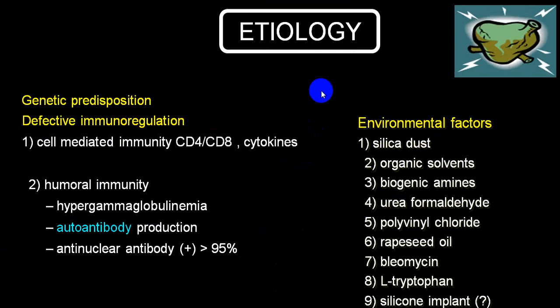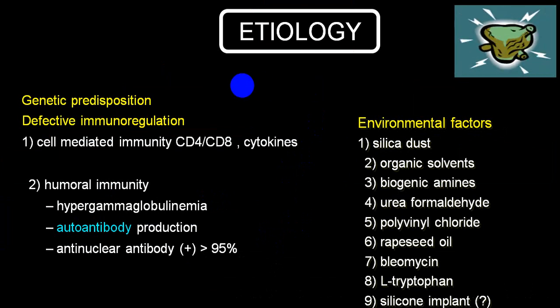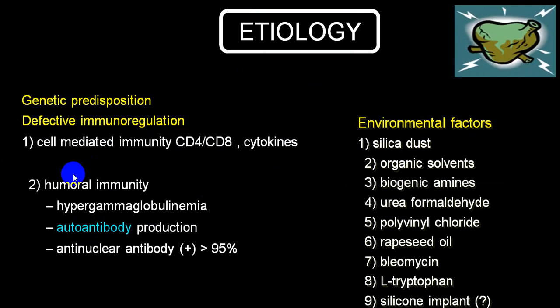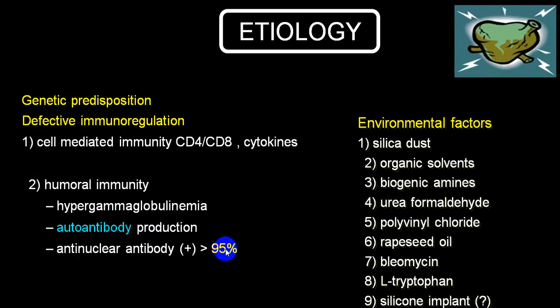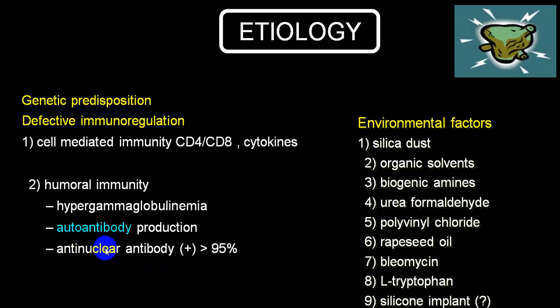As far as the etiology is concerned, there is one predisposing factor we call genetic, where there is a defective immunoregulation, and because of that we come across an abnormality: humoral immunity is disturbed. There is hypergammaglobulinemia, autoantibody production, antinuclear antibody will be present in almost 95% of the people. It will be positive in 95% of people. And this is also present in case of rheumatoid arthritis, scleroderma, and polymyositis.